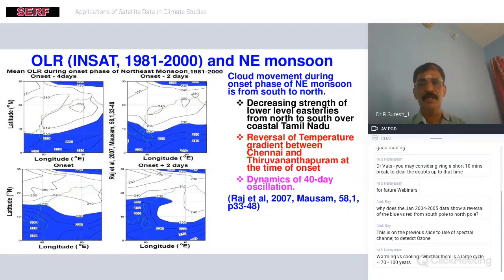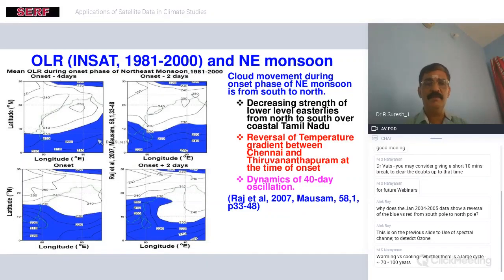In the southwest monsoon, when the monsoon advances from south to north, the cloud band also will move from the southern hemisphere to the northern hemisphere, or equator to the northern part, because the wind is also prevailing in the same direction, southwest to northeast. Whereas in the case of the northeast monsoon, the wind is coming from northeast to southwest, whereas the cloud moves from south to north. That is an observed fact, and that has been well captured by our instrumentation, that is our OLR values.